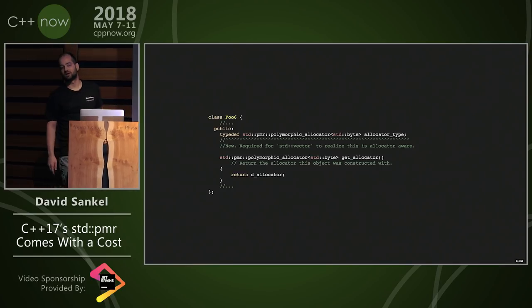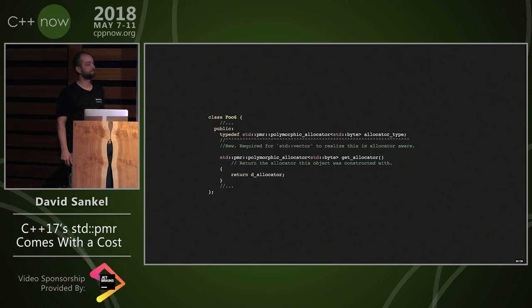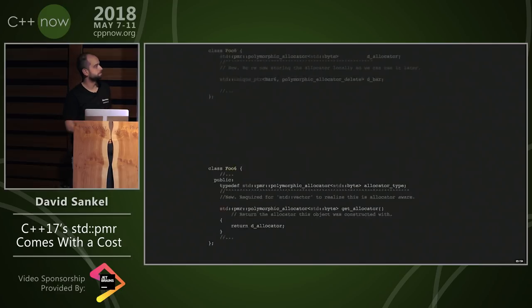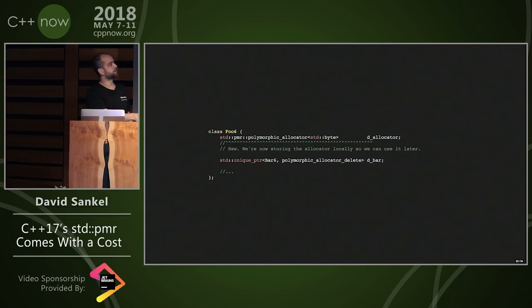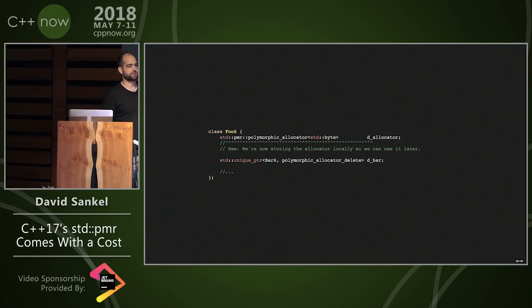You had the allocator as the first member in your class in the previous life. Is that a good idea, or should you have it last for alignment reasons? So the question is, should this be first or last for alignment reasons? I don't think there's a general rule that you have to do one or the other. You have to look at the way that you're accessing your data type.